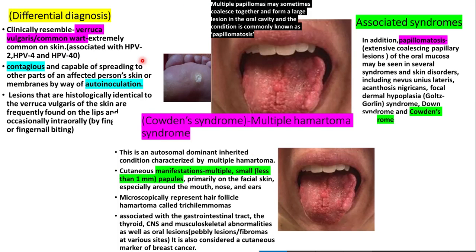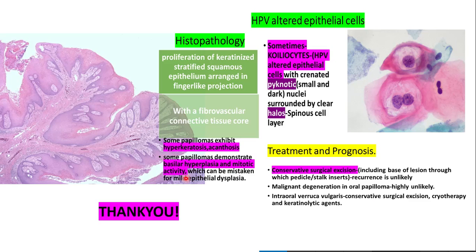We saw its associated syndromes, very importantly the Cowden syndrome. And also in its histopathology, we saw 3 points, which were the proliferation of the stratified squamous epithelium, the fibrovascular connective tissue core, and the presence of koilocytes. In the treatment and prognosis, we saw conservative surgical excision. So with this, we have come to the end of the video.